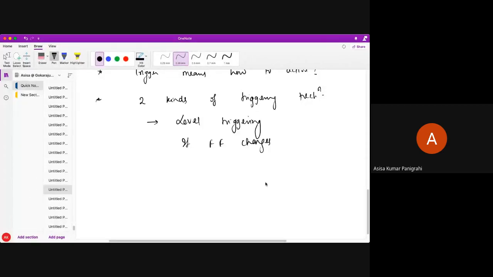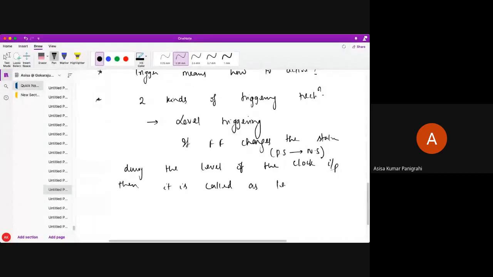Okay. If the flip flop changes the state, meaning it changes from present state to next state, during the level of the clock input, then it is called a level triggered flip flop. Understand? Okay. Is it breaking or is it clear? Is my voice clear?